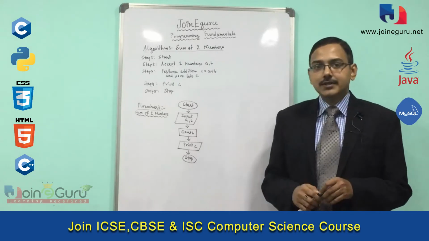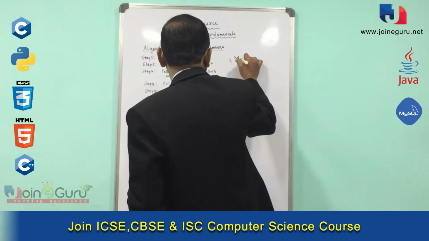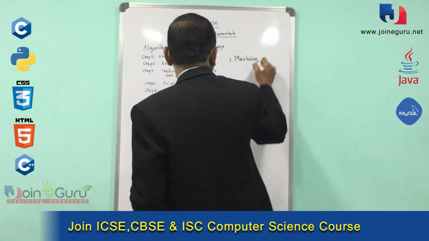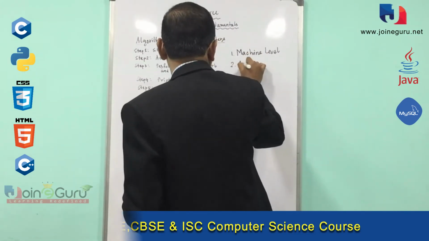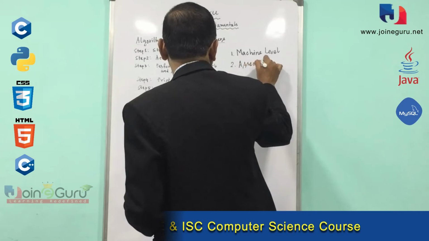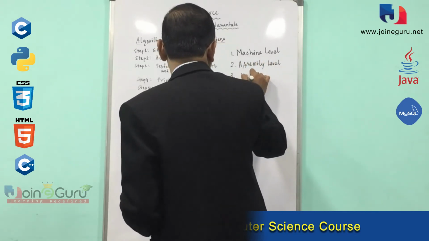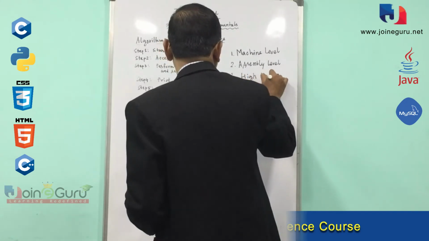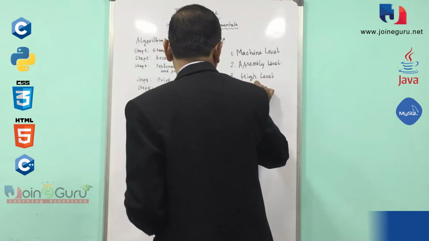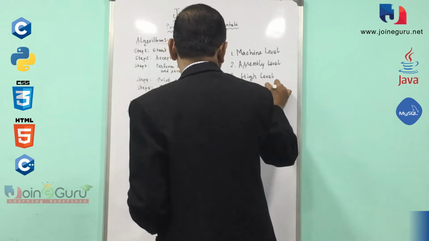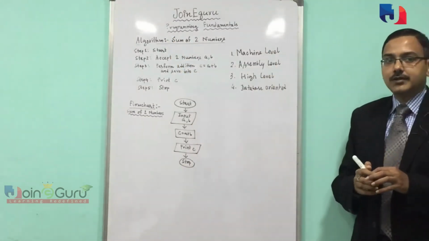At first the basic level is number 1, it is machine level. Second one is assembly level. Third one is high level. And fourth one is database oriented languages. So what are the different types?